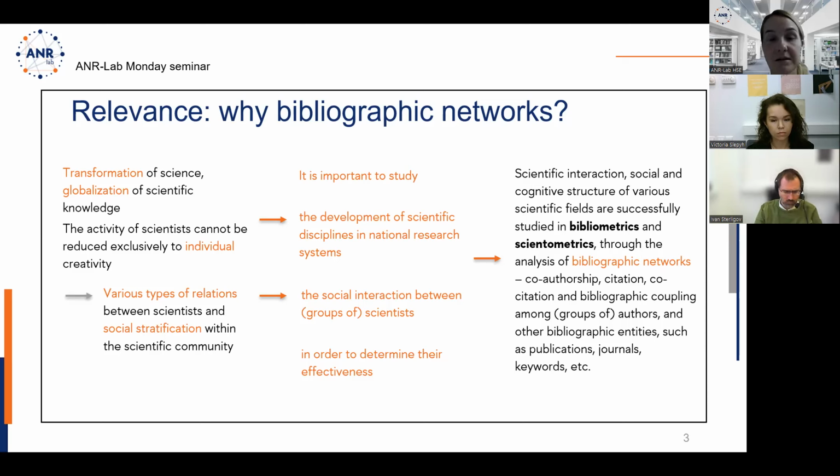And there is a special direction which is called bibliographic network analysis, which implies that we study the structures of communications between different bibliographic units. So we can study co-authorship, we can study citation, co-citation, bibliographic coupling among not only authors, but also publications, journals, keywords, and so on. And so this is one of the topics on which we are working.